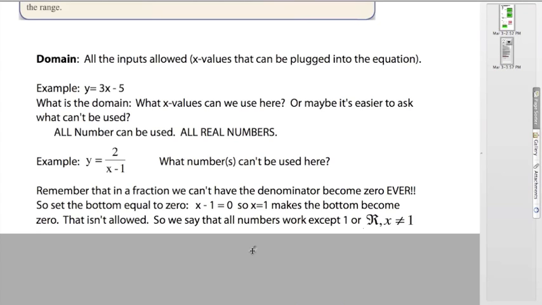And so what we do is we say that, okay, every number works, except for the 1 or the 2 or however many you work it out to be. This one's a simple one. There's only one number that I can't use, and it can't use the number 1.